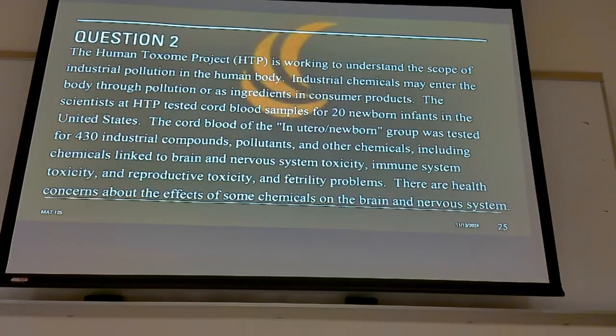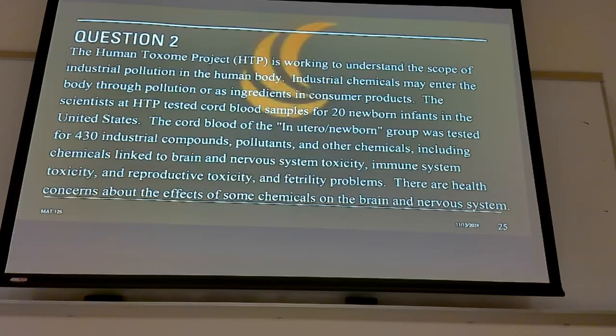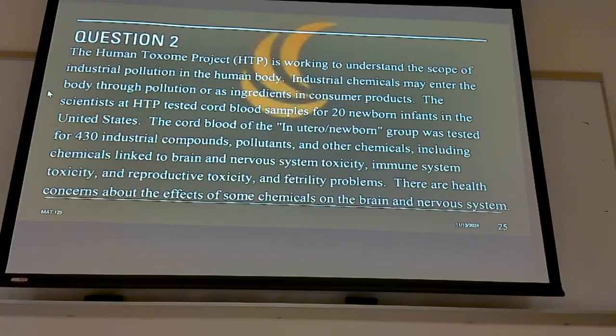The scientists at HTP tested cord blood samples for 20 newborn infants in the United States. The cord blood was tested for 430 industrial compounds, pollutants, and other chemicals, including chemicals linked to brain and nervous system toxicity, immune system toxicity, and reproductive toxicity and fertility problems. The table here shows how many of the targeted chemicals were found in each infant's cord blood.